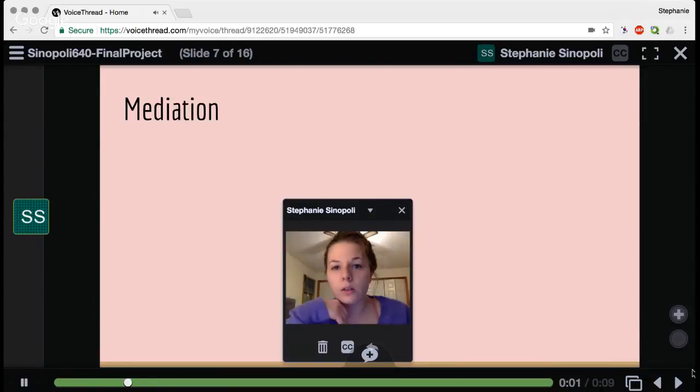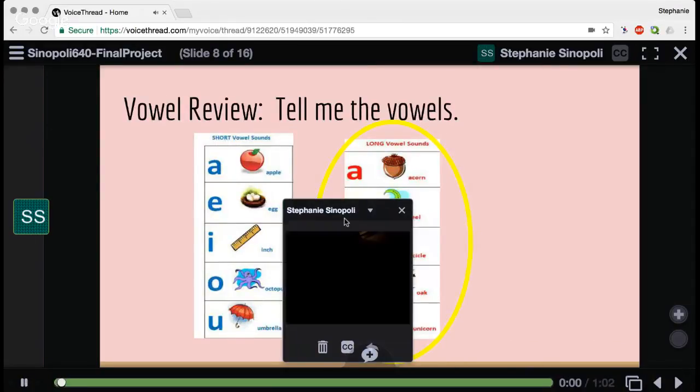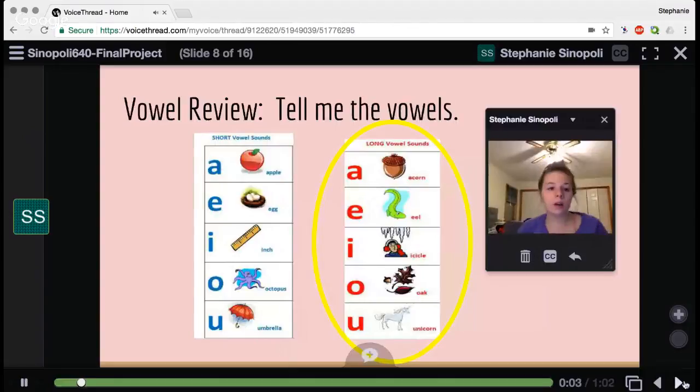This is the teach portion of test, teach, test in dynamic assessment. So the following slides in pink will be mediation. So I'd say, okay, Karen, now we are going to review the vowels for CVCE words. So let's start with the short vowels, just so we remember what those are. A, apple, A. E, egg, E. I, inch, I. O, octopus, O. U, umbrella, U.